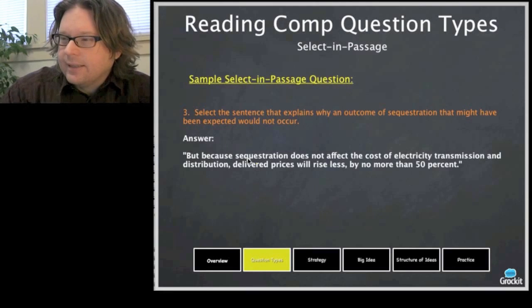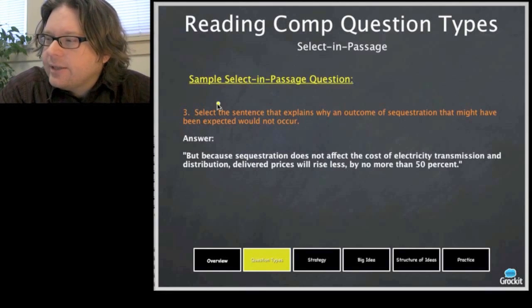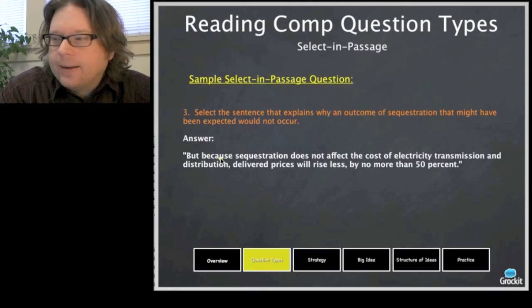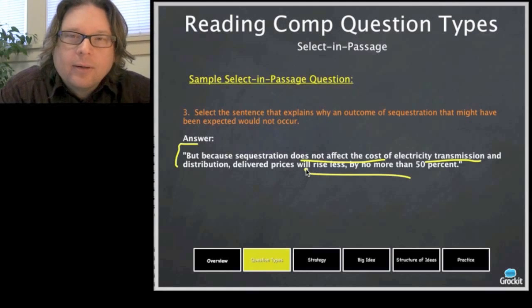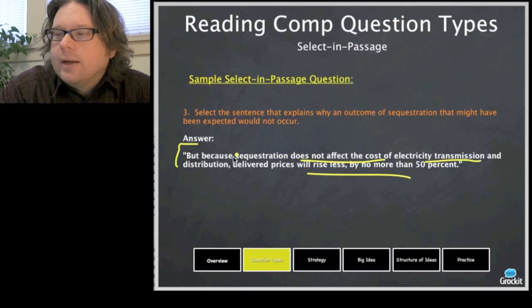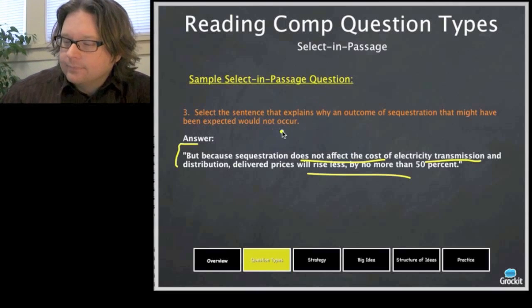All right, so select in passage. Select the sentence that explains why an outcome of sequestration that might have been expected would not occur. And then the answer would be this sentence. So here, it doesn't affect the cost of electricity transmission, and so on. Again, we didn't do it for real. So you would select the sentence, confirm it, and then move on.